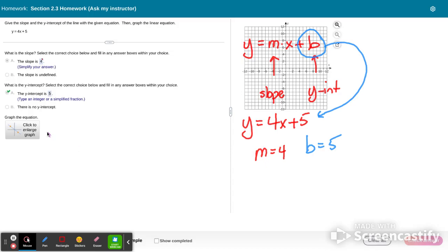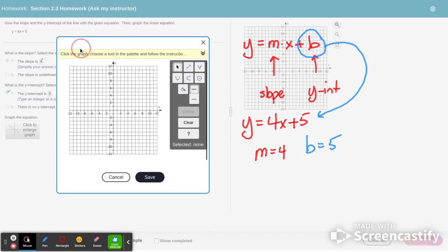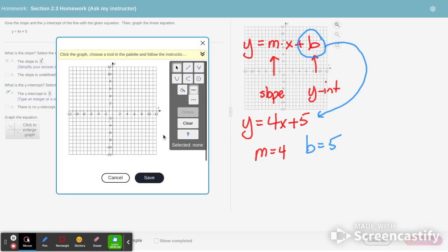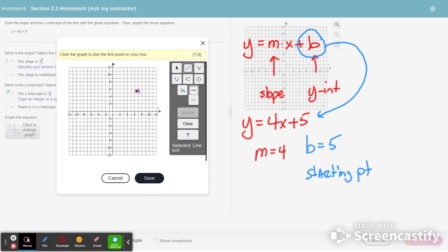All right. So now they want us to graph. To be able to graph this, we have to think about this idea. The best place to start is, I like to think of the y-intercept as your starting point. So what I mean is that I'm going to go to the y-axis and start at 5. So we're going to grab this tool, go to the y-axis, and on the 5, I'm going to go ahead and plot it. All right, and I get my line.